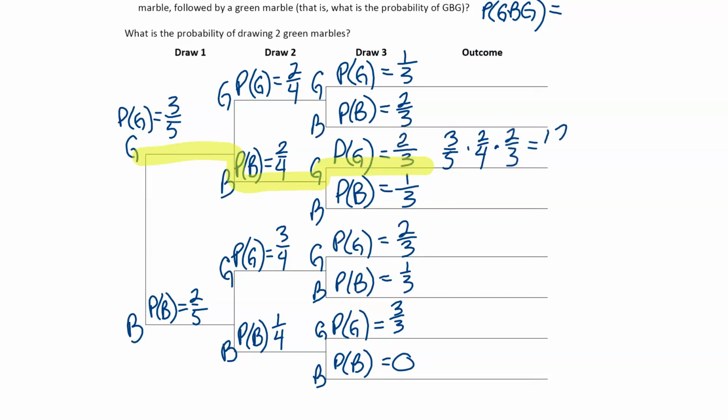We multiply that together and we get 12 out of 60, which we can reduce down to 1 out of 5, because each of them is divisible by 12. If we had other probabilities we needed to calculate, we could go ahead and calculate the outcome for each one of the branches in the tree.